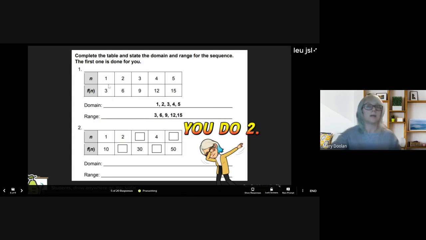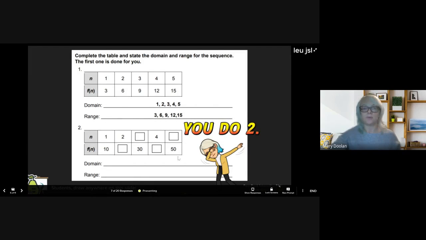This is an arithmetic sequence where we're adding the same amount each time. We're adding 3, right? 3 plus 3 is 6, 6 plus 3 is 9, 9 plus 3 is 12, 12 plus 3 is 15. And so the range, similar to a function, is 3, 6, 9, 12, 15.